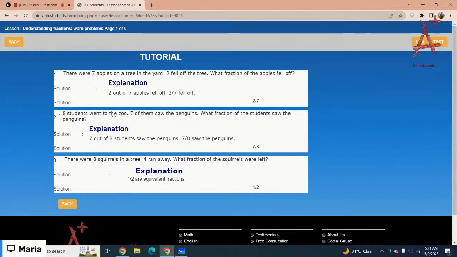Okay, the next one: 8 students went to the zoo. 7 of them saw the penguins. What fraction of the students saw the penguins? You have to write down the numerator, the number who saw the penguins, and in the denominator, you have to write down the total students. That means 7 out of 8 saw the penguins. Got it?